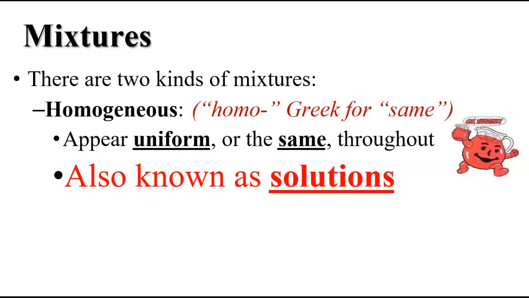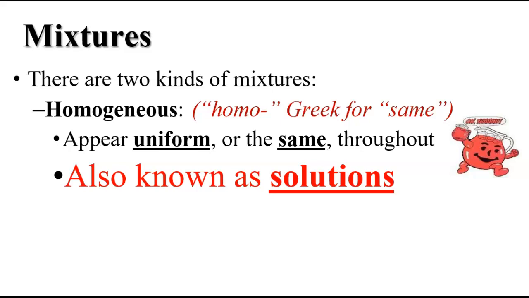Again, here's the official notes on that. 2 types of mixtures, homogeneous. Homo means the same. It's going to look, to your naked eye, uniform or the same throughout. Now this is a big one. I put it in red. They're also known as solutions.